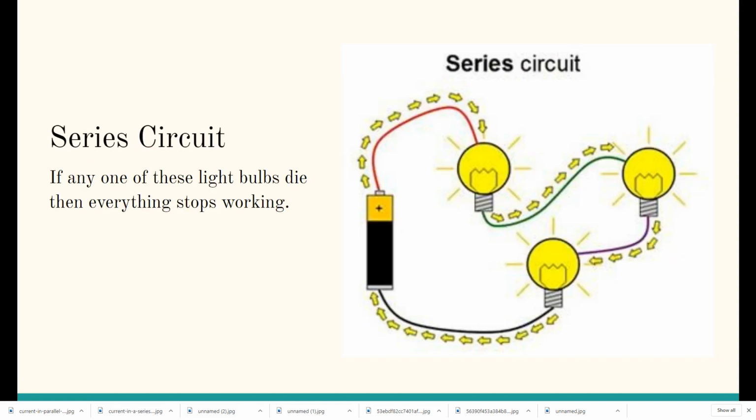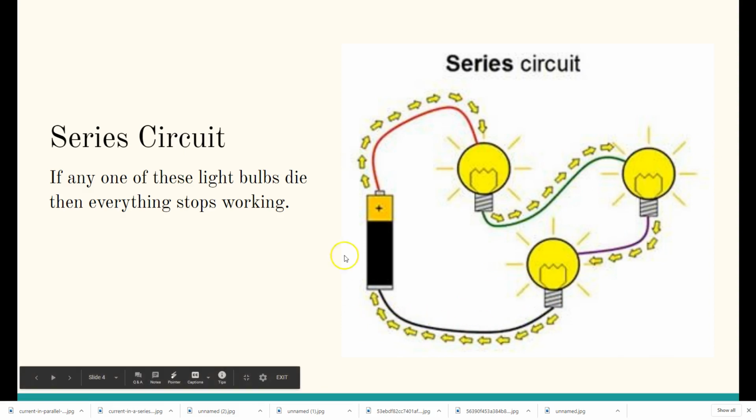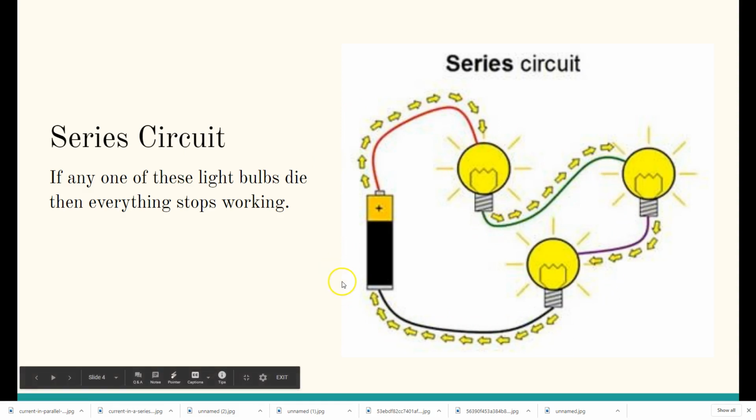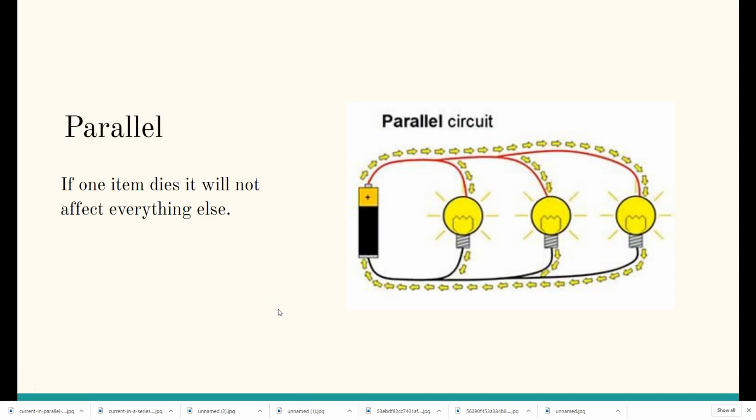So this is what the series circuit looks like. Just like the Christmas light analogy, everything is going in one specific direction here. Say this light bulb dies right here, this light bulb won't work, and then that goes here, and this light bulb can't work because it can't complete the connection all the way over here, and everything's broken. And then there's the parallel.